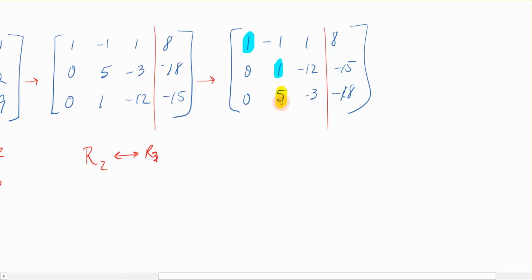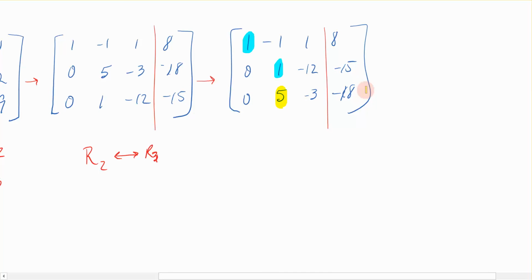So what am I going to do here? If I want to turn this into a 0, every time in the past, in order to turn something into a 0, we multiply and add to the row I want to change. So it's this row that I'm going to be adding to.